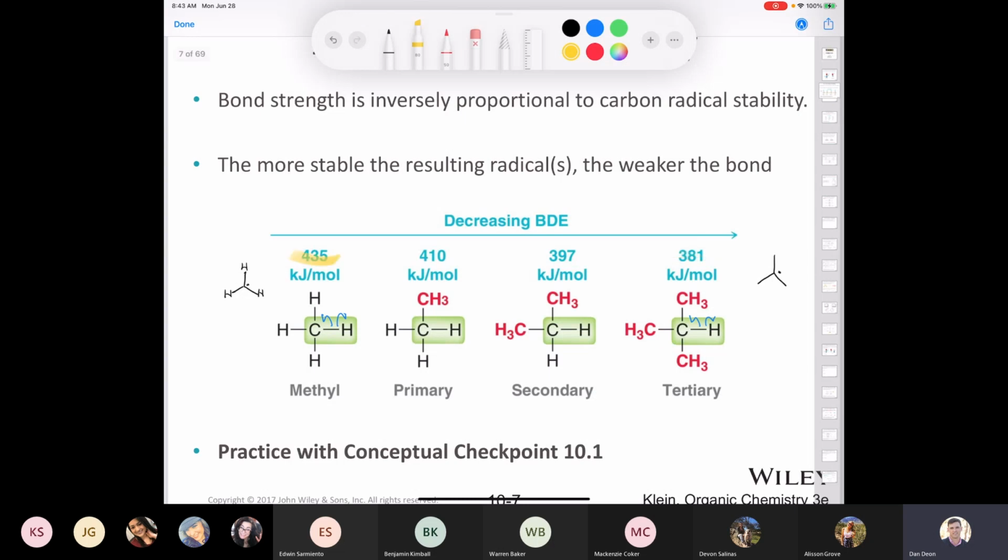Why does it cost so much more energy to break this carbon-hydrogen bond? It's because what you end up with is not stable at all. Getting a methyl radical is very unstable. All right, so make sure you understand the relationship between bond dissociation energy and the resulting radical. What's produced after you break that bond homolytically?